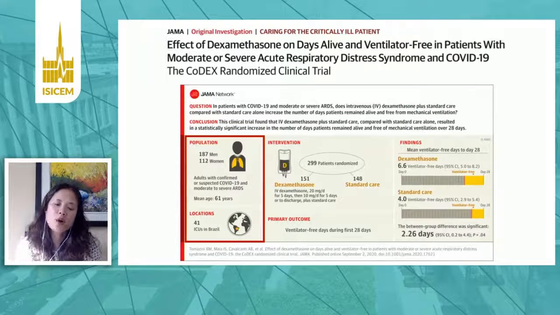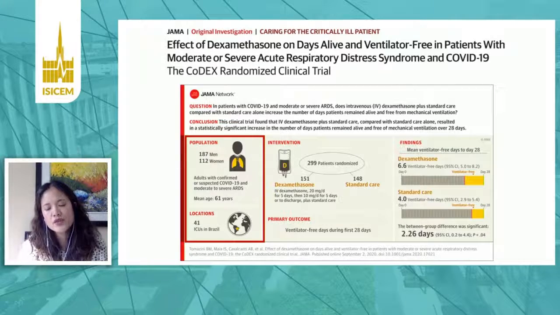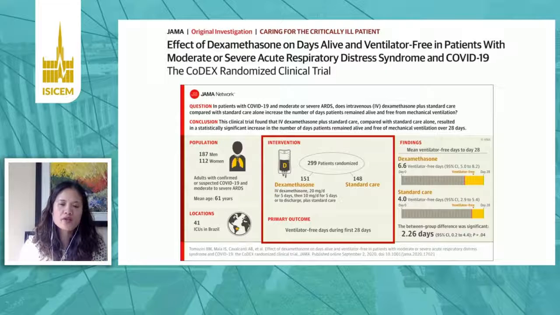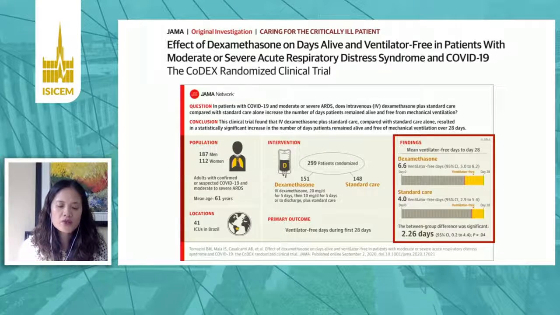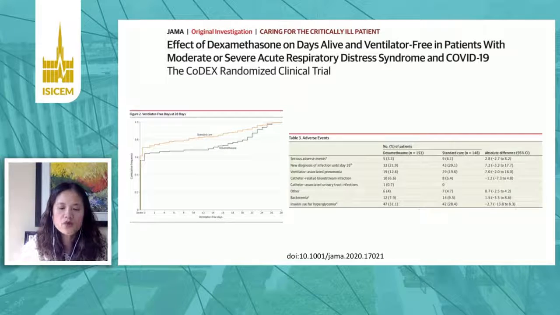The third RCT that was published in the same issue of JAMA, the CODEX trial, was conducted in 41 ICUs in Brazil with a total of 299 adult patients with confirmed or suspected COVID-19 and moderate to severe ARDS. 151 patients were randomized to dexamethasone, 20 milligrams per day, and 148 patients to standard of care. The primary outcome was ventilator-free days during the first 28 days. The mean ventilator-free days to day 28 was 6.6 days in the dexamethasone group and 4 days in the standard care group. There was no increase in adverse events in the dexamethasone group.